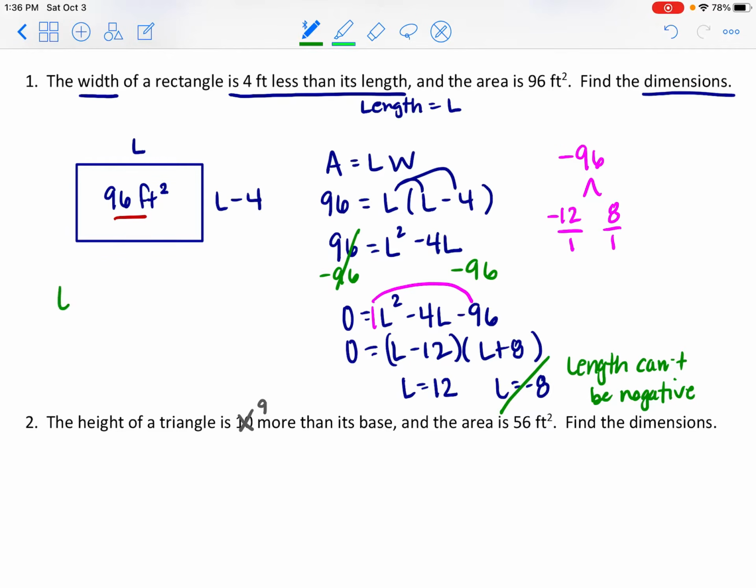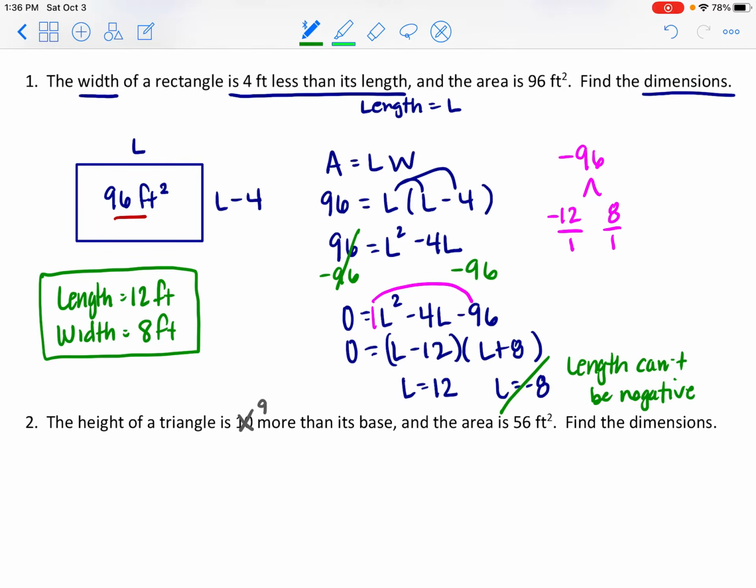which means our length has to be 12. So we're going to say our length of our rectangle is 12 feet, and then it asks for both dimensions. What does our width have to be? Well, if our width was 4 less than our length, then our width has to be 8 feet. And if in fact we multiplied 12 feet by 8 feet, we would get 96 square feet. Okay, so there we have it.